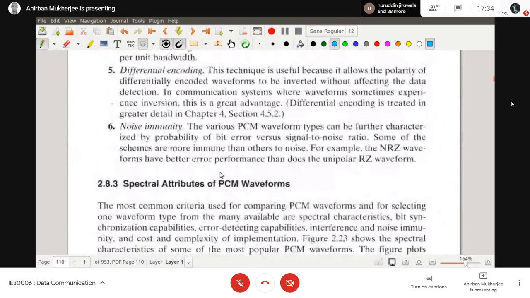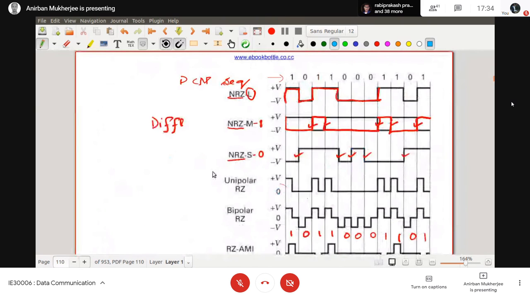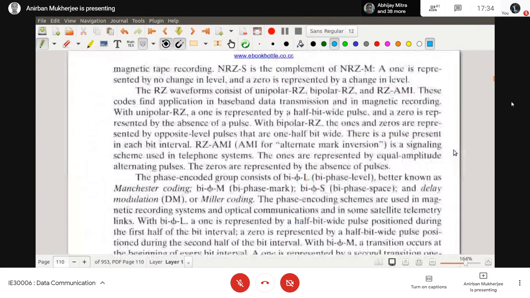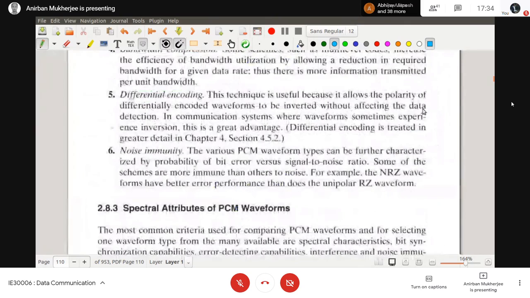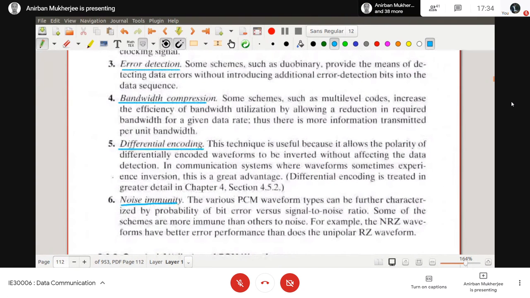And another is noise immunity. I told you that NRZ schemes are more noise robust than the unipolar scheme, because here to change the level from plus 5 to minus 5 you need a 10 volt spike, but in unipolar RZ you need only a 5 volt spike. So you should be very careful about these metrics, and by checking them you should decide which scheme to use.